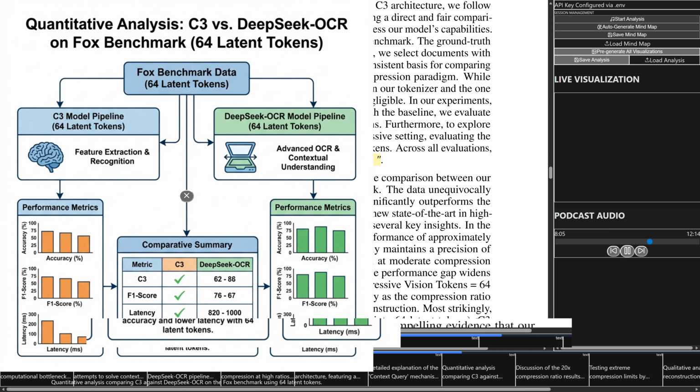How did it do under that kind of extreme stress? I mean, the results really challenge what we thought we knew about information density in LLMs. Even when you're compressing, say, 1,000 tokens into those 32 slots, that's a staggering 30x ratio, C3 maintains 98.8% precision. That's unbelievable. It's converting over 30 text tokens into a single latent token and still gets it almost perfectly right.